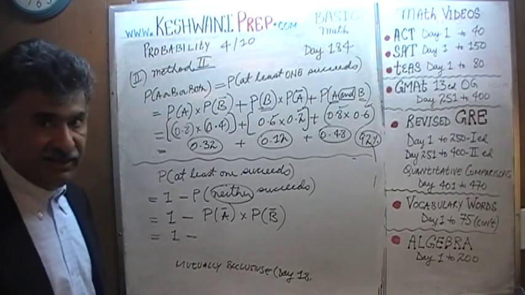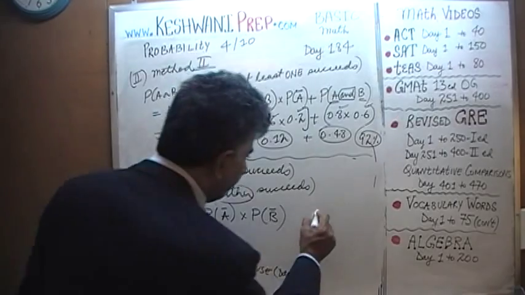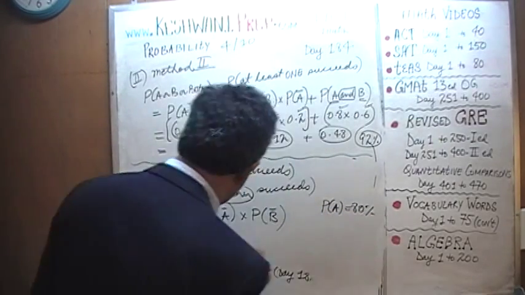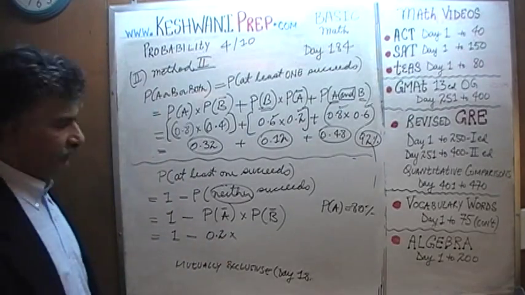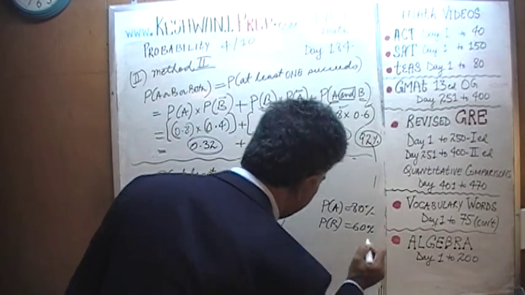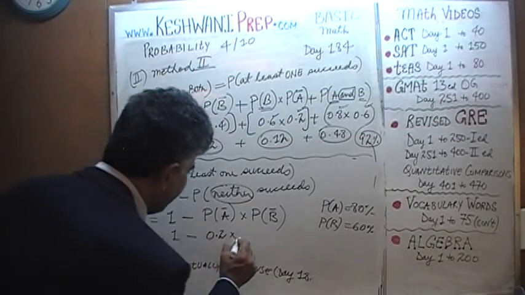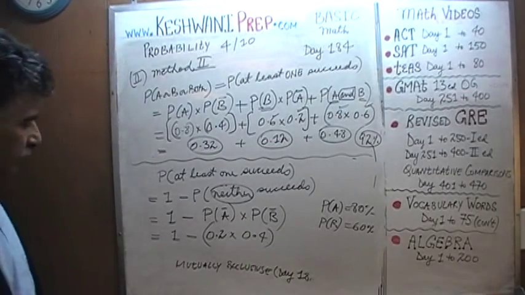We are told that there is an 80% chance that A will succeed. If A has an 80% chance of being successful, then he has a 20% chance of being unsuccessful. Similarly, if B has a 60% chance of being successful, that implies that he has a 40% chance of being unsuccessful. That's it, we are done.